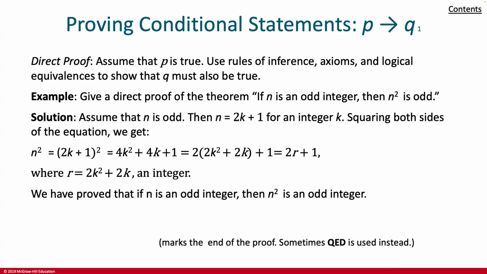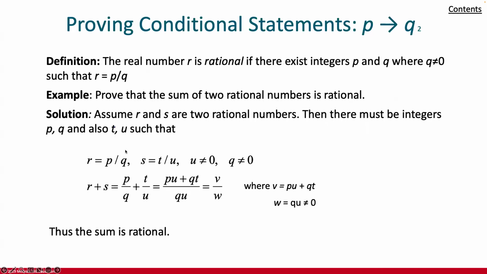So what about proving the conditional statement if P then Q? We can think of the direct proof. Assume that P is true, and use rules of inference, axioms, and logical equivalences to show that Q must also be true. As an example, give a direct proof of the theorem: if n is an odd integer, then n squared is odd. You can walk through that solution and see what you think about that.